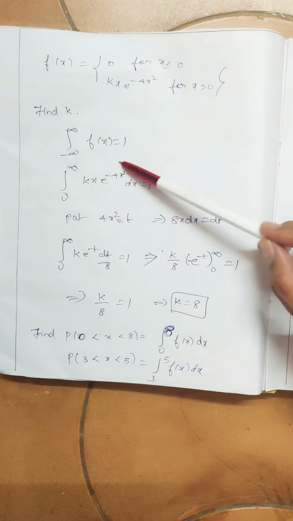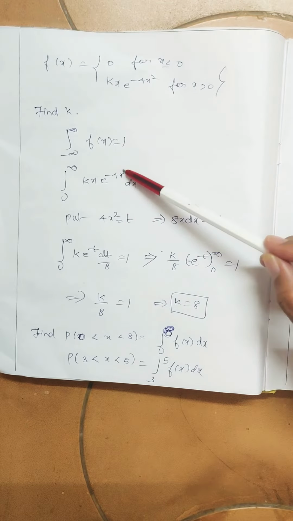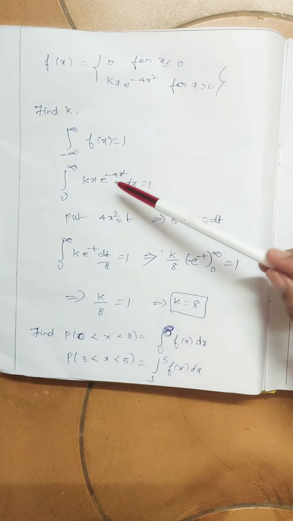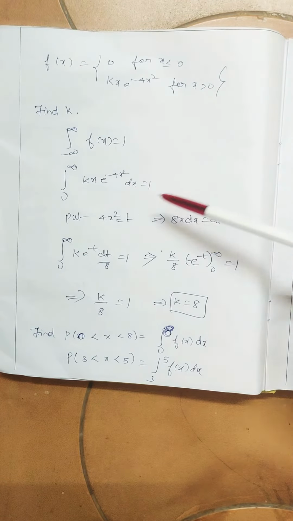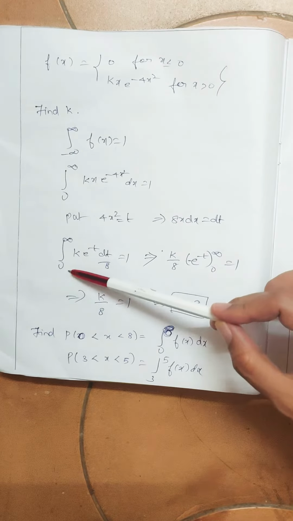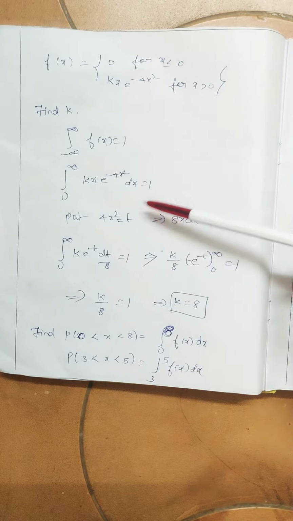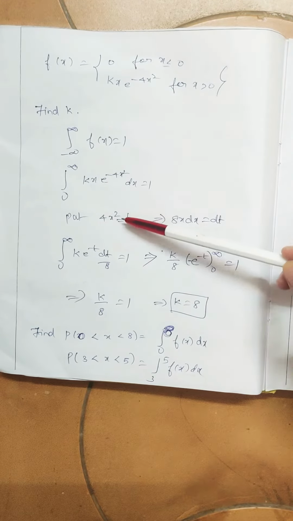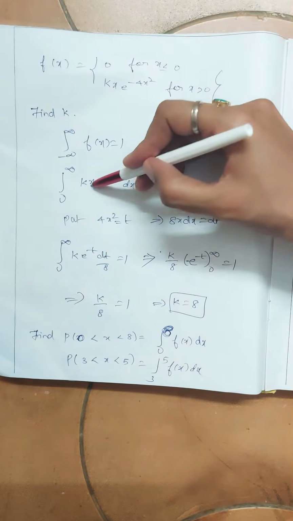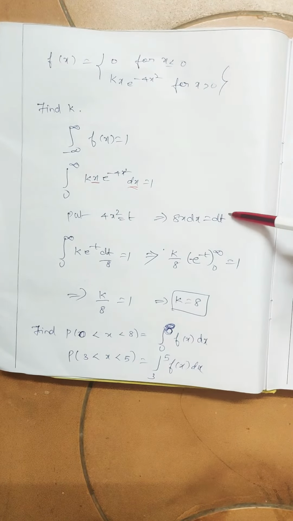Okay. So here, integration by substitution: this 4x square, e power whatever junk is there, make it as t. 4x square as t. So 8x dx will become dt. And when x is 0, t is 0. When x is infinity, t is infinity. So the limit doesn't change. So integral 0 to infinity, k, in the place of x, I am substituting the value. What is x here? x dx. This x and this dx together is 1 by 8 dt.